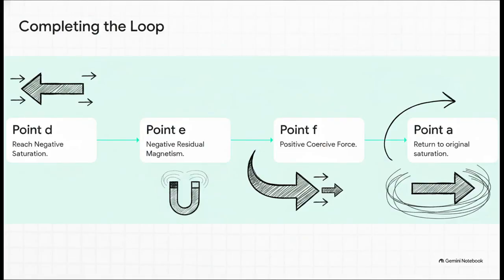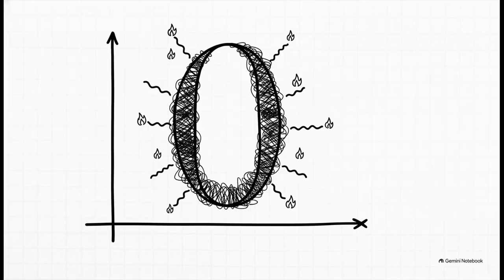And if we keep on applying that reverse force, we push right past 0 and into negative saturation down at point D. Then, dropping the current back to 0 leaves us with negative residual magnetism at point E. To fix that, we apply a positive coercive force at point F. And finally, we just increase the positive current again until we close the entire loop, landing right back at our original saturation point, A. So there it is, our completed hysteresis loop.